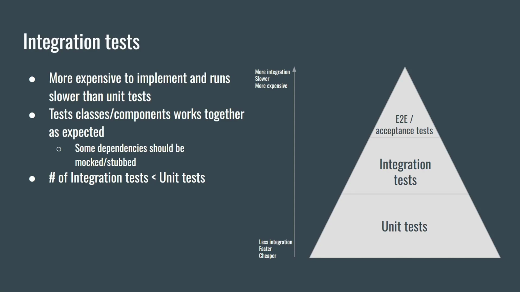The middle layer is the integration test, which is more expensive to implement and they run a bit slower than unit tests usually. What integration tests do is they take a set of components and test that they actually work together as expected. You can still mock or stub some of the dependencies if you want to, but essentially they test that everything is working together as expected. The number of integration tests is usually lower than the unit tests because they're more expensive to implement and they run slower. So that's like a rule of thumb. It's not always true, but that's the rule of thumb.